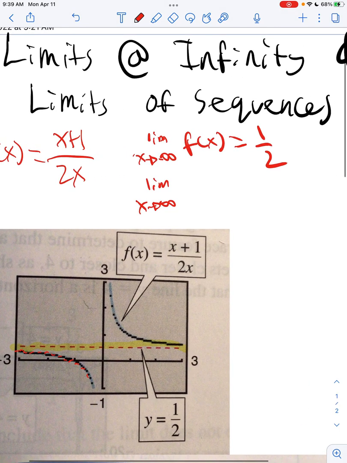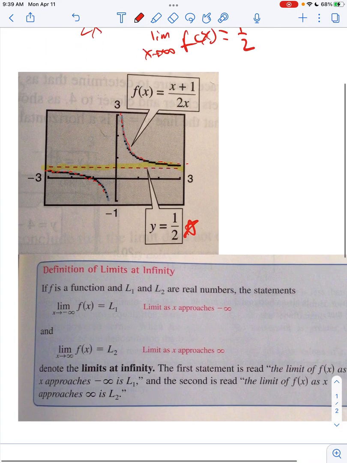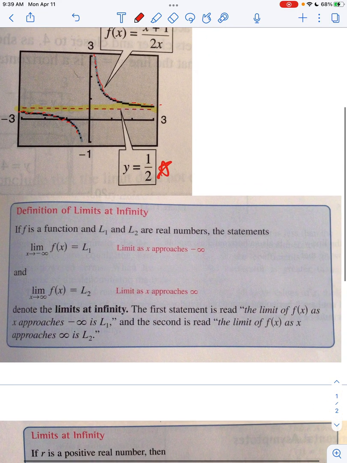And if I look at the limit as x approaches positive infinity, so now I'm looking at this part, it's going down, but it's still getting closer and closer to this y equals 1/2 line. So the limits are getting arbitrarily closer to 1/2 as x decreases or increases without bound. So again, the limit in this case is going to be 1/2.